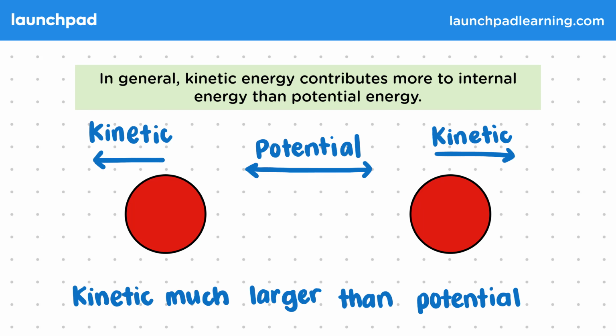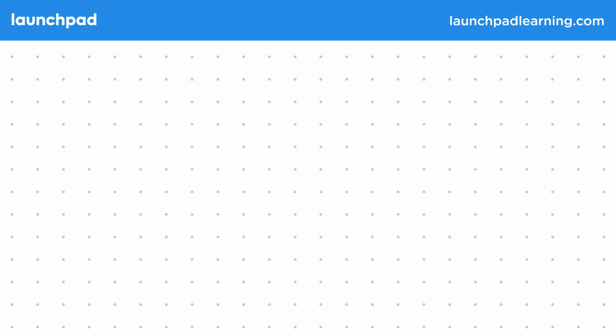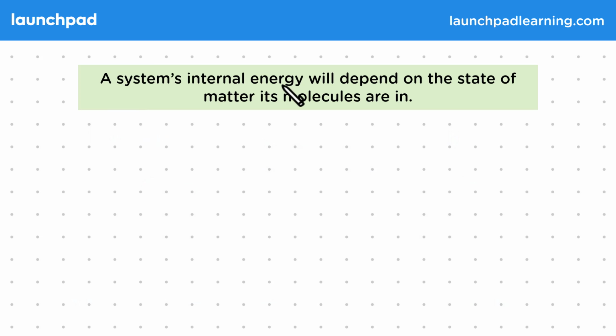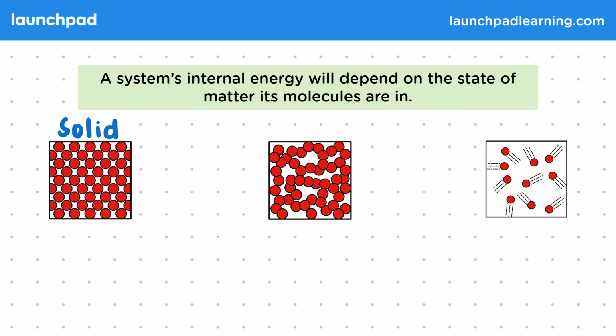So what does this mean for the internal energy for the different states of matter? Well, a system's internal energy will depend on the state of matter its molecules are in. So within a solid, the molecules are closely packed in a regular structure. In a liquid, they're in contact but free to flow and move past each other. And then in a gas, the molecules move fast and randomly, and they're spread out.